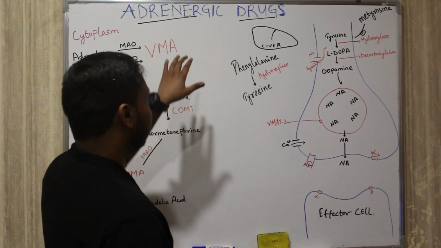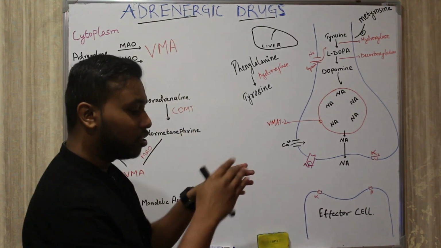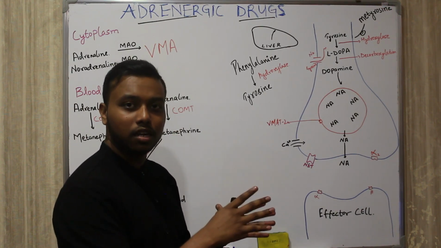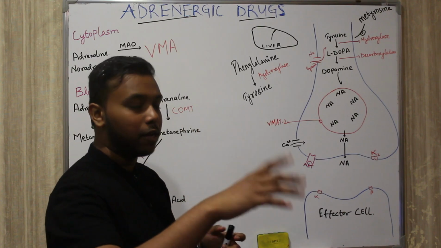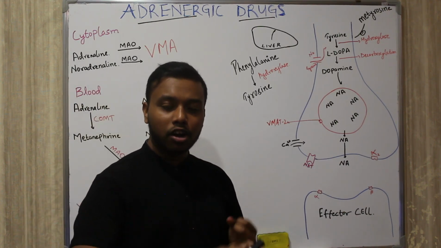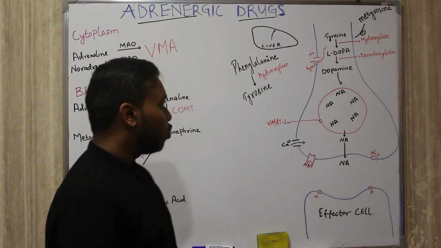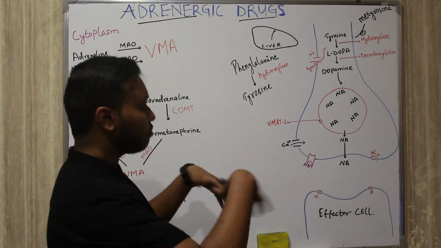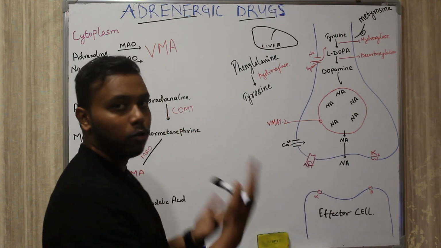To understand adrenergic transmission, we have to learn about the adrenergic system. The adrenergic system is a part of the sympathetic nervous system of the autonomic nervous system, right? It mainly deals with three catecholamines: adrenaline, noradrenaline, and dopamine. So let's see how these catecholamines are synthesized, how they are transferred, and how they are metabolized.